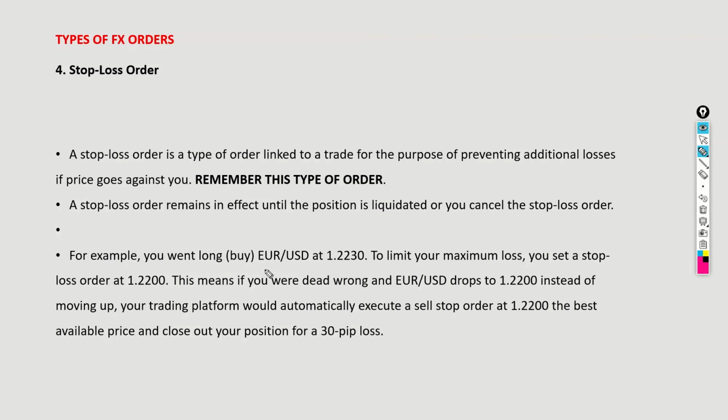For example, if you went long on EUR/USD at 2230, to limit your maximum loss, you set a stop loss at 2200. This means if you were dead wrong and EUR/USD drops instead of moving up, your platform would automatically execute a sell stop order at 2200, at the best available market price, and close out your position for a 30 pip loss. So you now calculate pips, that is this price minus this price, to get the 30 pips.